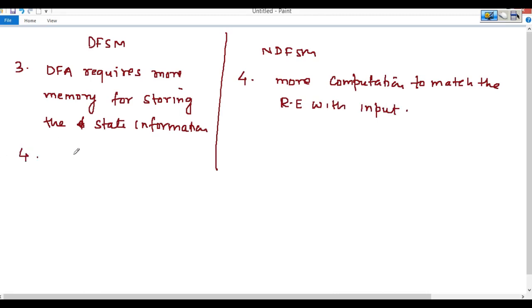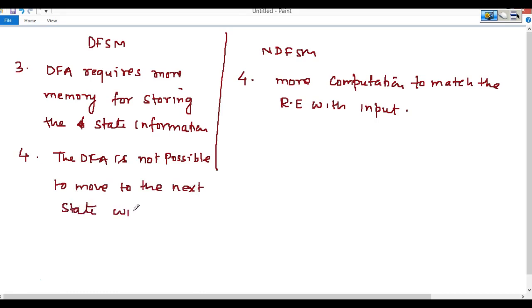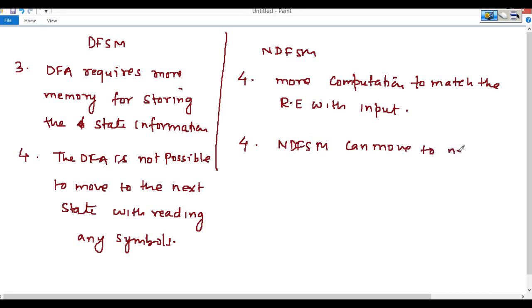Fourth difference, you can write it here: the DFA is not possible to move to the next state without reading any symbols. On the other hand, NDFSM can move to the next state without reading any symbols.